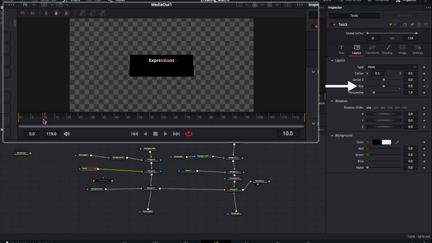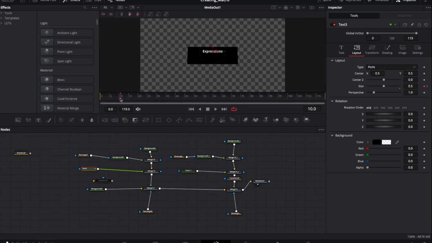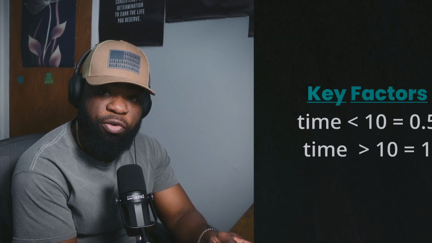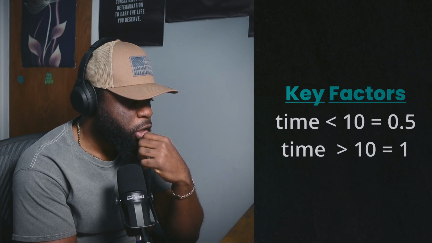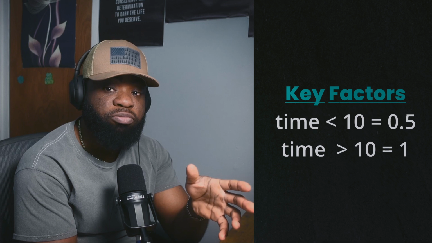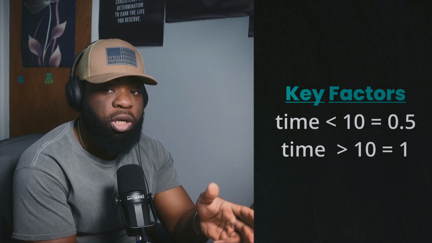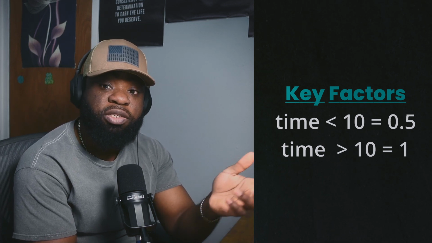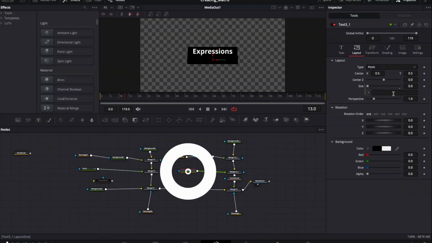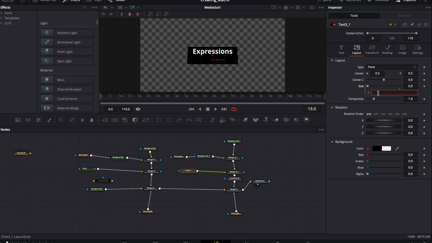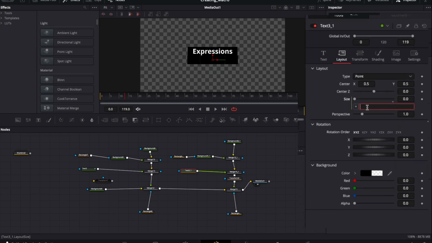Now we know what happened when the frame is less than 10. The size is 0.5. But when it's more than 10, the size is 1. All right, so one more time: when the frame is more than 10, it's 1, and when it's less than 10, it's 0.5. All right, so let's head back to the text, where we right click and open our expression. So that's a condition there. Whenever you use the word if, you are implying a condition.